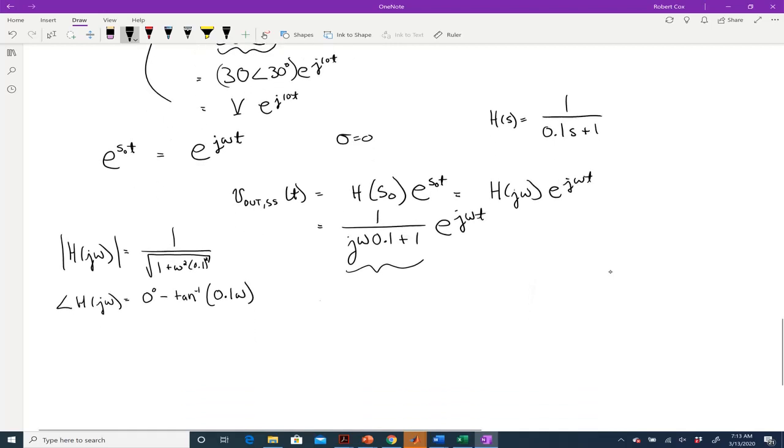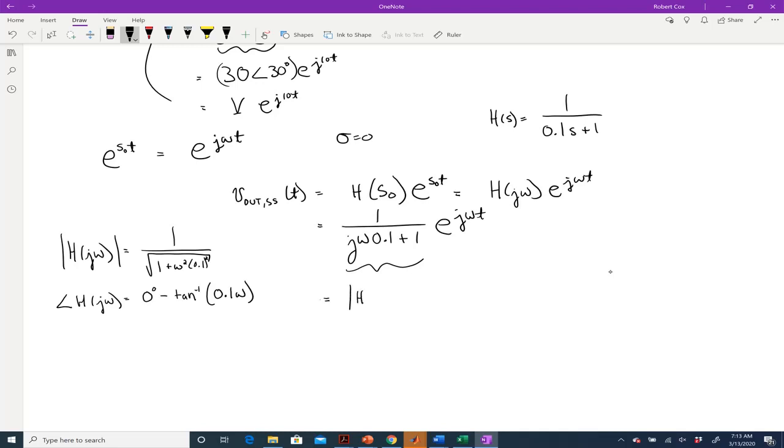If I were to look at that here, there's a couple of ways I could write this. I could say the magnitude of H of j omega times e to the j angle H of j omega times e to the j omega t, or if you would prefer, magnitude H of j omega, angle H of j omega, like that, times e to the j omega t.